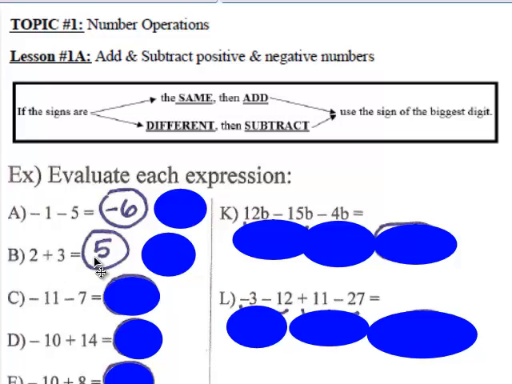So please remember, if the number is by itself or is at the beginning of the expression, you do not have to write the positive sign. Now, negative signs, you always have to write them. Okay? So let's continue the problem. Letter C. If the signs are the same, you add. So 11 plus 7 would be 18. And you're going to use the sign of the biggest. Well, the biggest digit here would be 11. So the sign of the answer is -18.